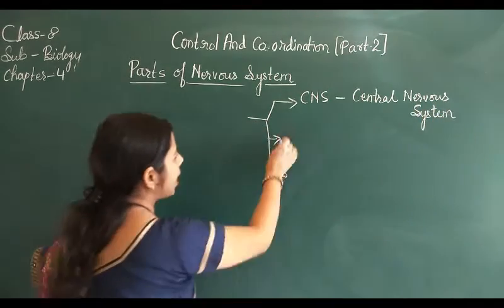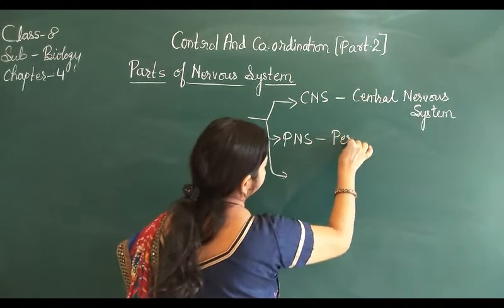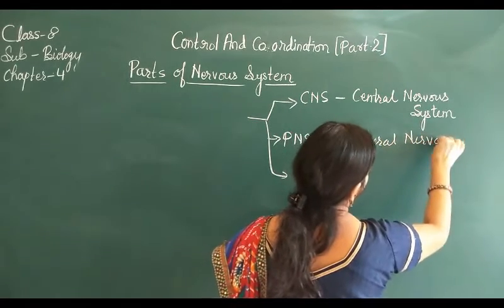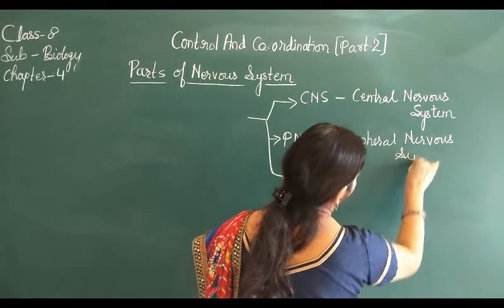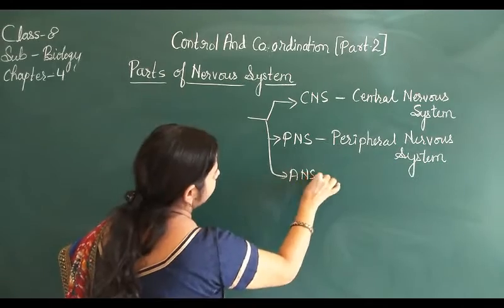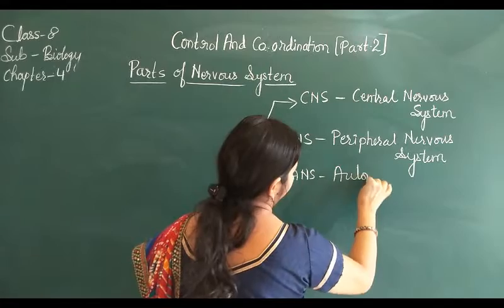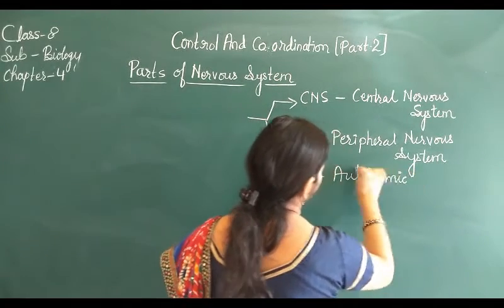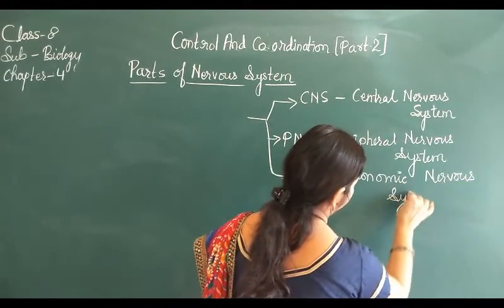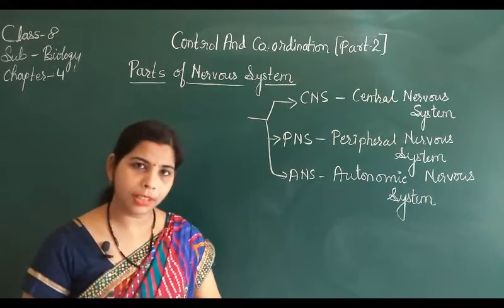Then after that, PNS, which is the peripheral nervous system. And then ANS, which is the autonomic nervous system. And I am going to teach you all these three nervous systems in a proper way.